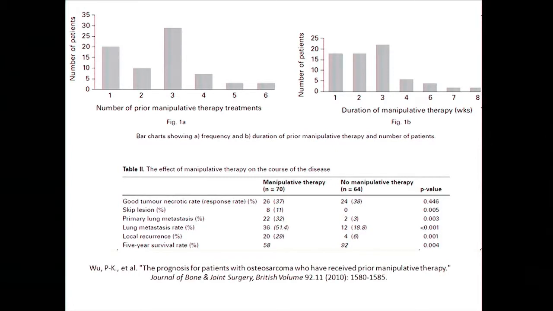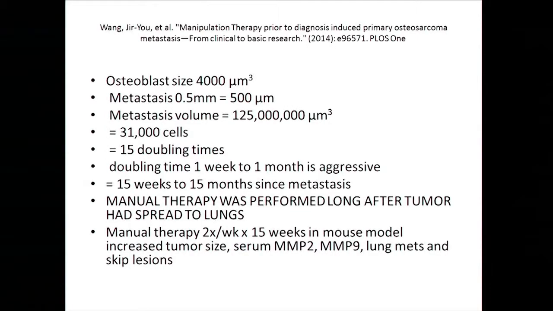Well, if I massage an osteosarcoma and I push something loose and it goes to the lungs and it grows, how long does it take to get to a size that I can find? Well, let's do some calculations. An osteoblast, here's the size. Let's say you have really good imaging and you can pick up a metastasis that's half a millimeter. Now, generally they talk about half a centimeter as a metastasis, but let's say it's half a millimeter. So that's 31,000 cells. That means that tumor cell had to double 15 times to get to be that size.